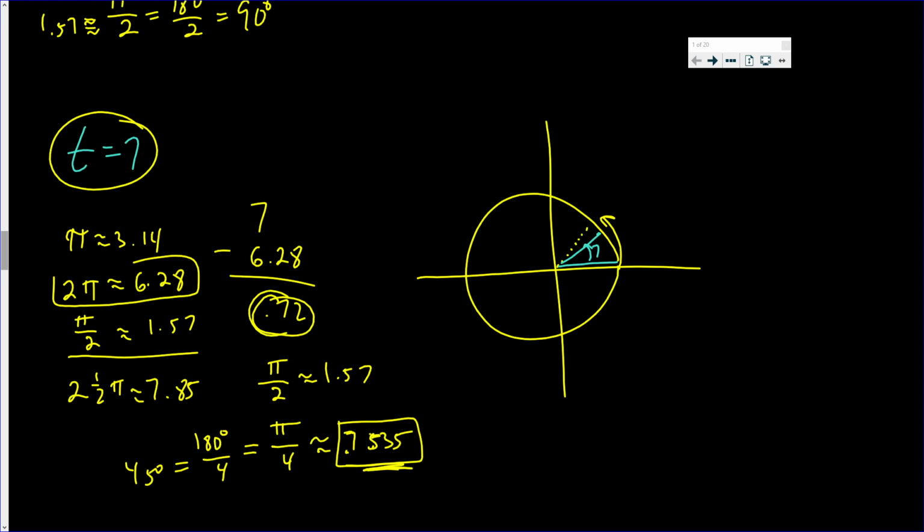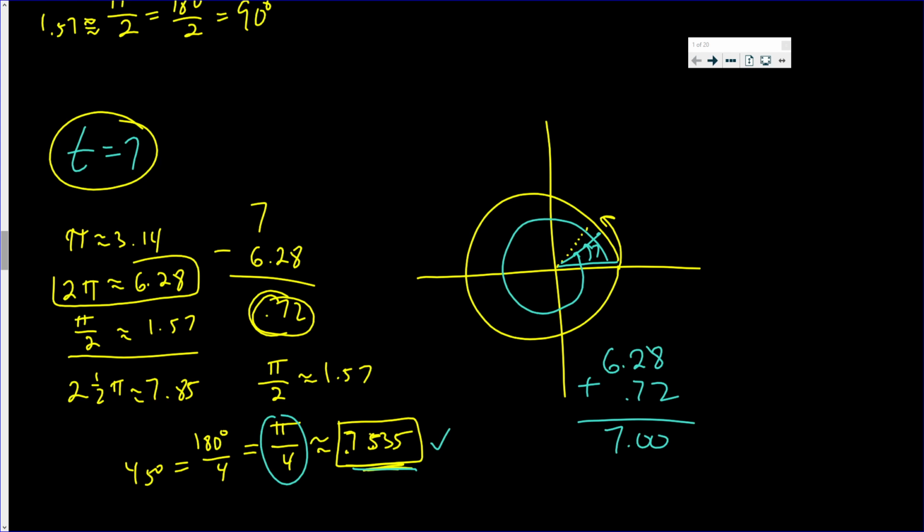Now, what it really is, it went around once and then it came back there. Going around once was 2 pi, which is about 6.28, and then we went 0.72 more for a grand total of 7. And 0.785 was pi over 4. I mean, just take 3.14 divided by 4. 4 into 31 goes 7 times, 3 left over. Put some zeros down. 4 into 34 goes 8 times with 2 left over. Did I actually do that wrong? Oh well. It's 0.785. Not sure what happened.